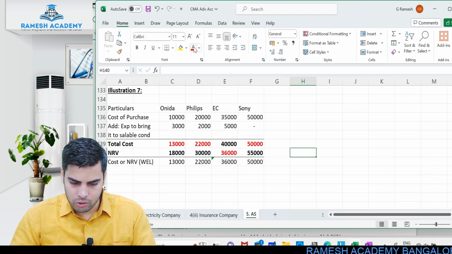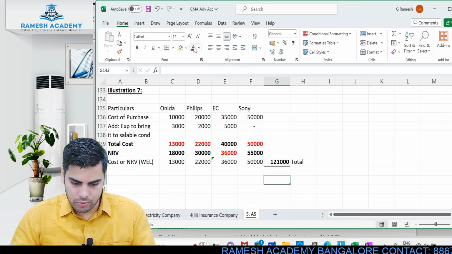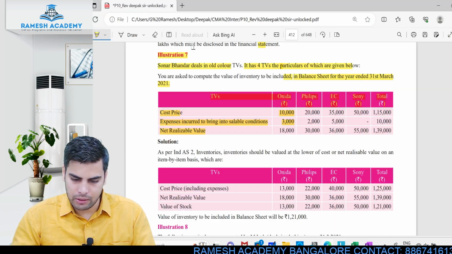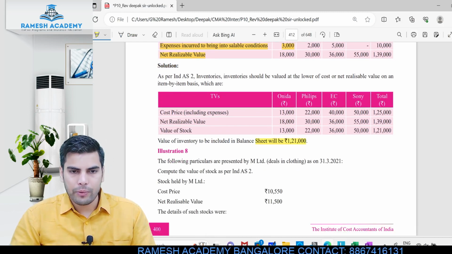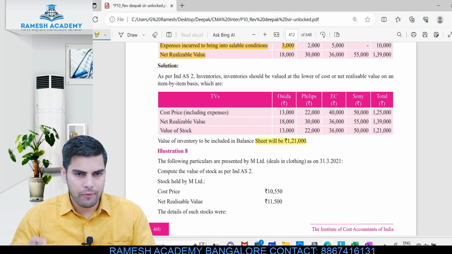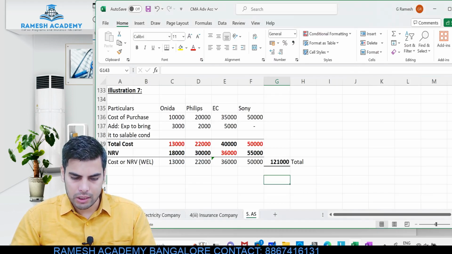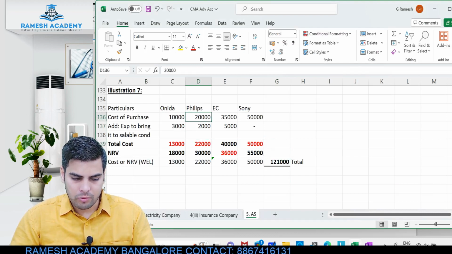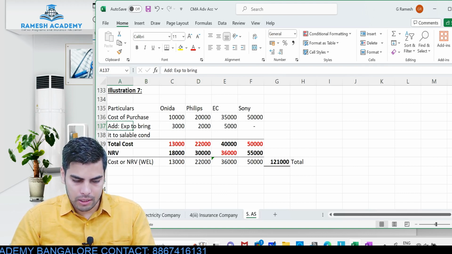And what about the total? Total valuation would be 1,21,000. This would be the total valuation, 1,21,000. So check out the solution. 1,21,000 rupees is the value of the inventory. If you guys have understood the concept, all these things are just simple calculation. So cost will not be just the cost of purchase, but also the expected expenses to bring the product to the present location or saleable condition.